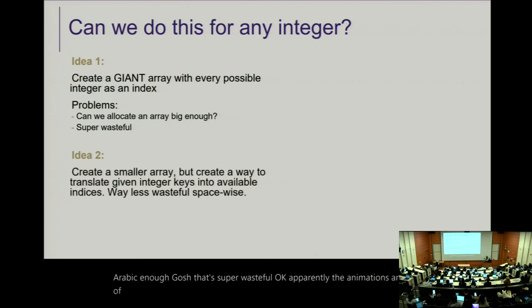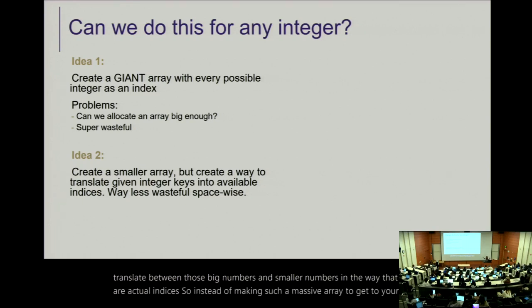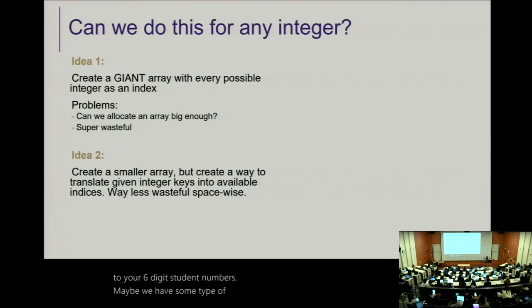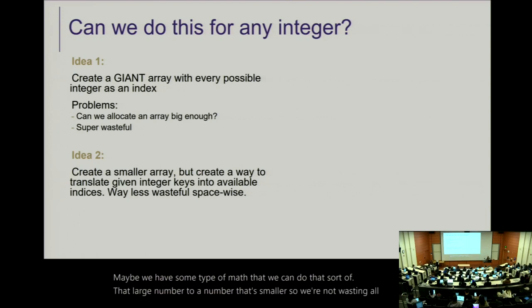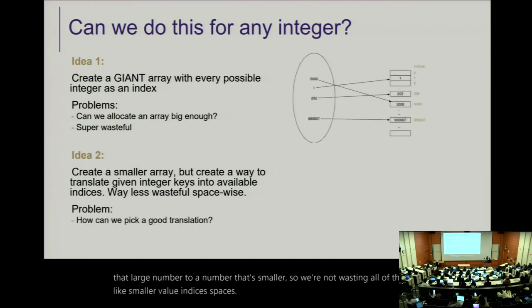The idea too, instead, is to create a smaller array, but create a way to translate between those big numbers and smaller numbers in the array that we know are actual indices. So instead of making such a massive array to get to your 6-digit student numbers, maybe we have some type of math that we can do that maps that large number to a number that's smaller. So we're not wasting all of those smaller value index spaces.